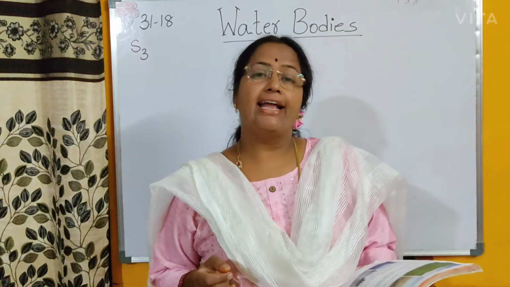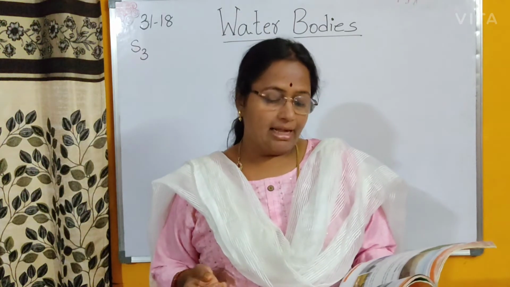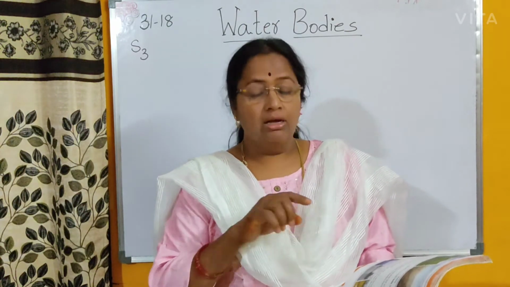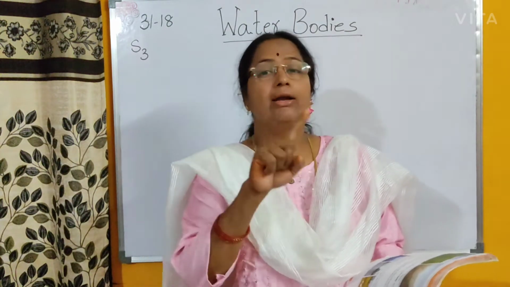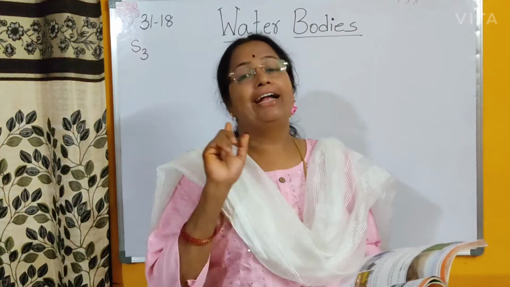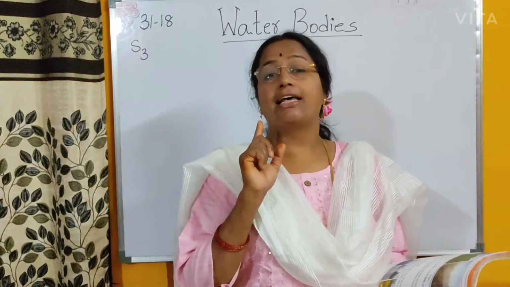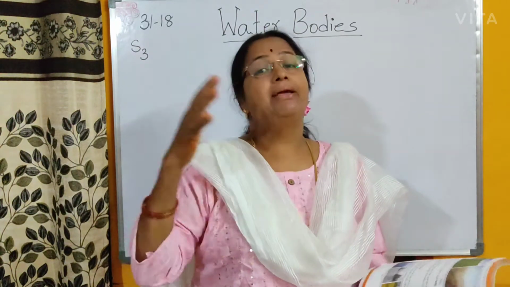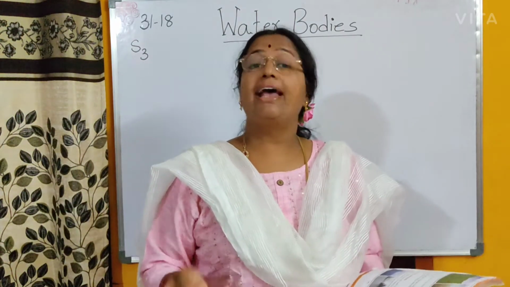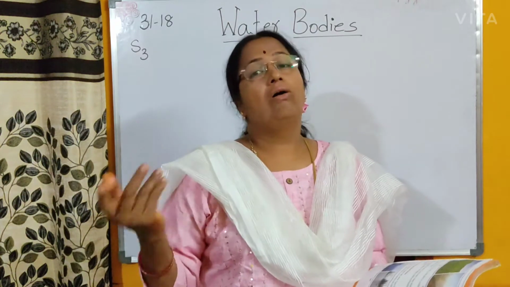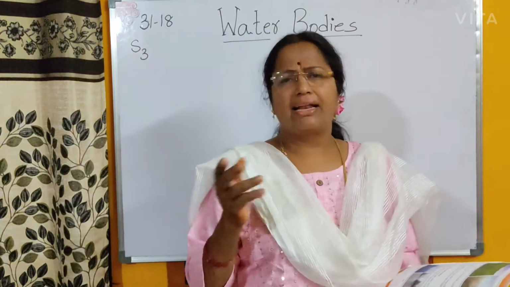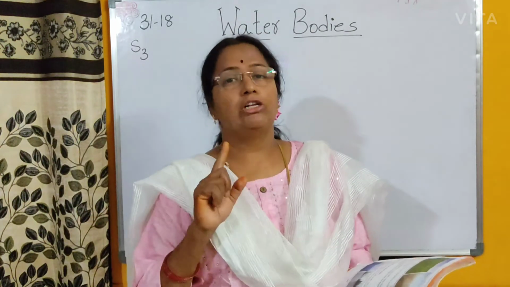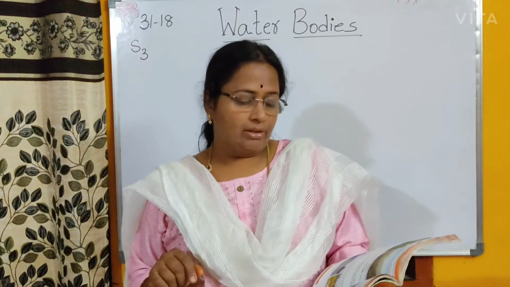Then what are lakes? Lakes are bigger than ponds. Lakes can either have fresh water or salt water. See, a pond is a small water body surrounded by land on all sides. Lakes are bigger than ponds. They can have any type of water, either fresh water or salt water. But ponds have only fresh water.